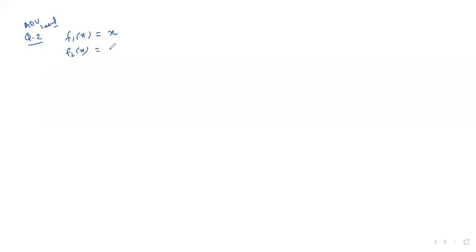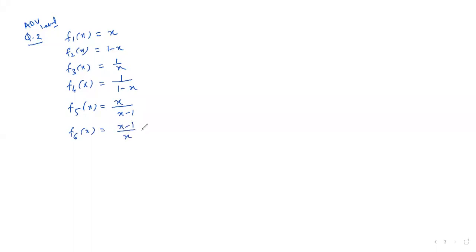f2x is equal to 1 minus x. f3x is equal to 1 by x. f4x is equal to, there are 6 functions, bacho, 1 upon 1 minus x. f5x is equal to x upon x minus 1. And one more function, f6x is equal to x minus 1 by x.